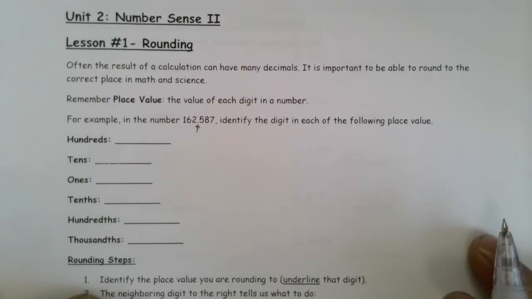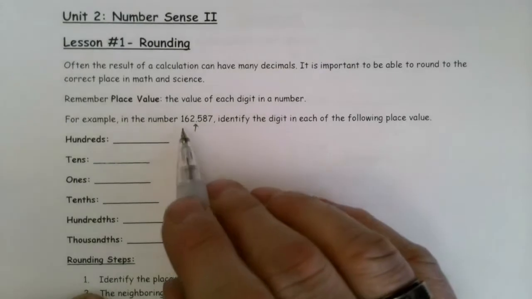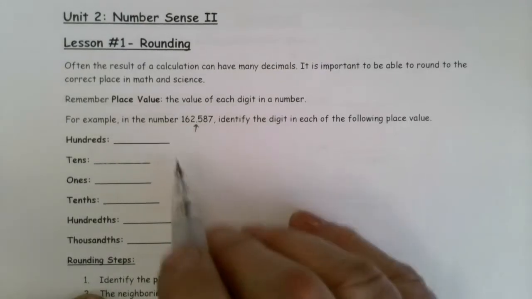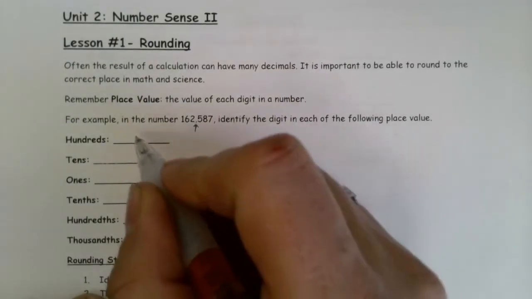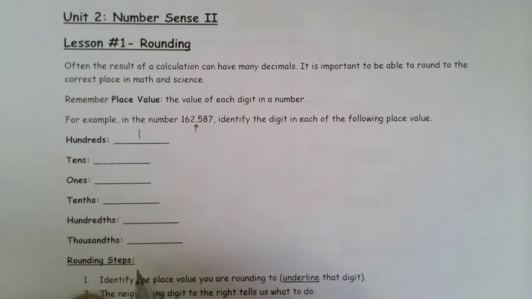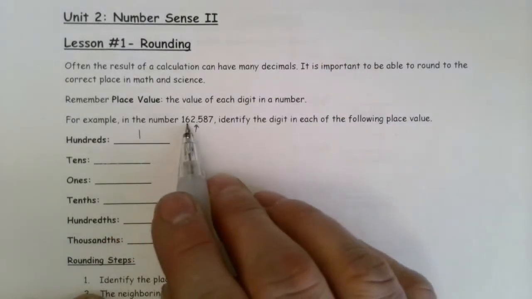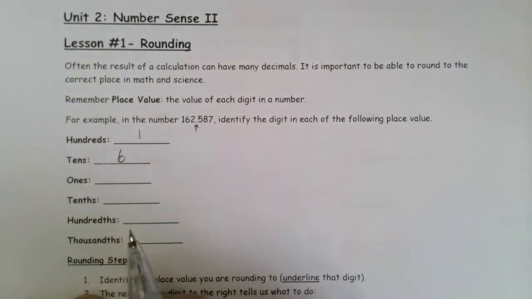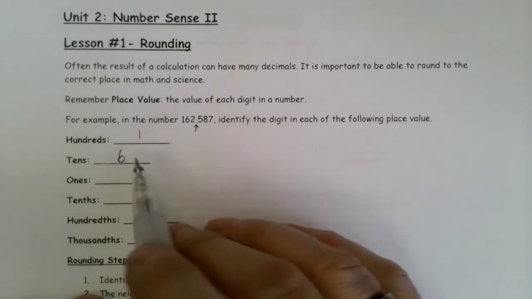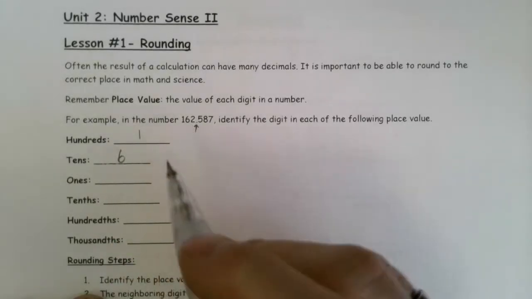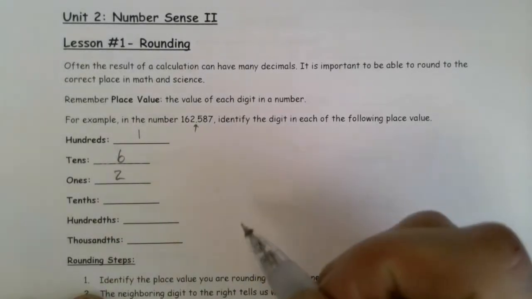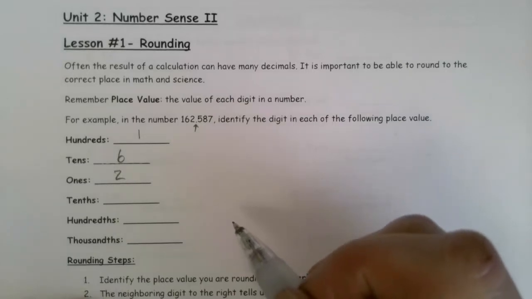The hundreds, well, that is 3 spots over from the decimal, so that's going to be the 1. We've got 100 objects or whatever it is here. The tens is the 6, so we've got 6 tens, so 60, 160, and then we've got 2 in the 1 spot. That's the spot immediately to the left of the decimal.